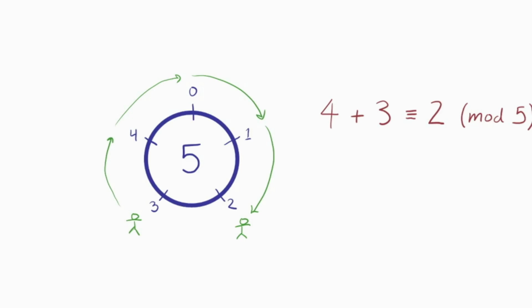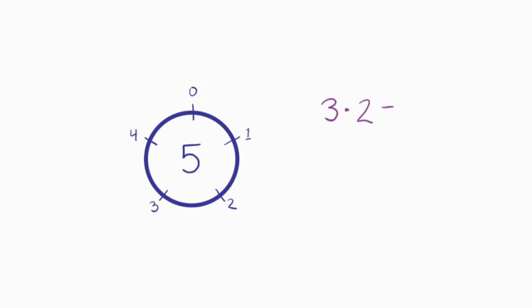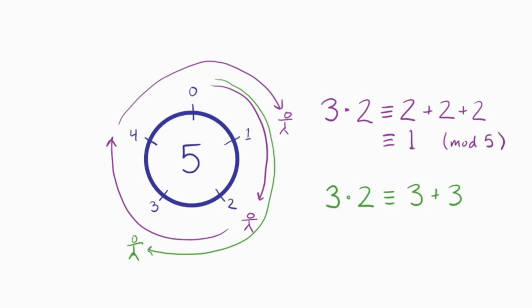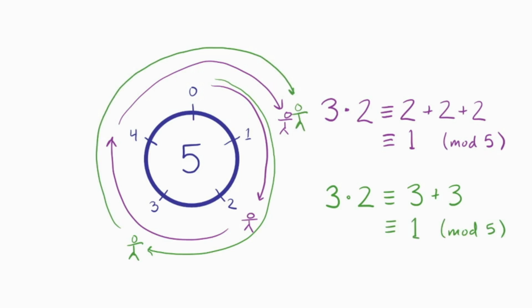Multiplication is a little wackier, but at first pass, I could just take it to be repeated addition. So to compute 3 times 2, I could instead just compute 2 plus 2 plus 2. Let's try that. So start at 2, walk 2 notches, then 2 notches again. The result is 1. Of course, we could have interpreted 3 times 2 as 3 plus 3. So let's try that also. Start at 3, walk 3 notches. We arrive at 1 again. Great. Things are looking good.